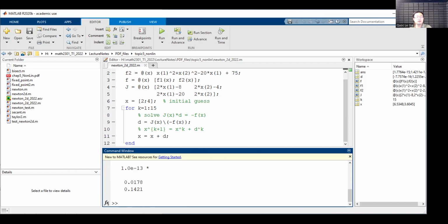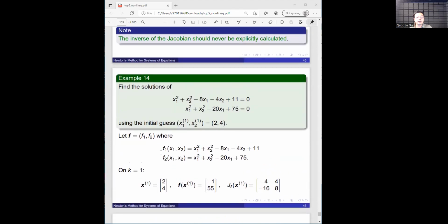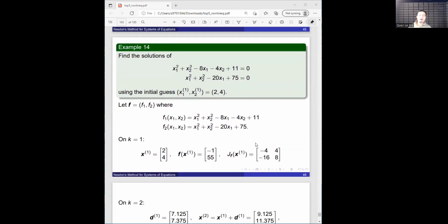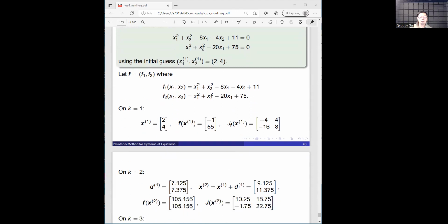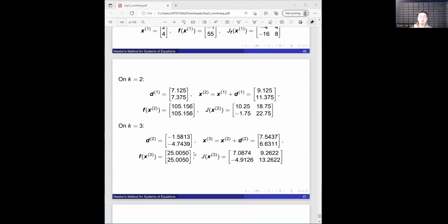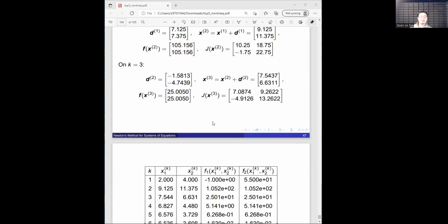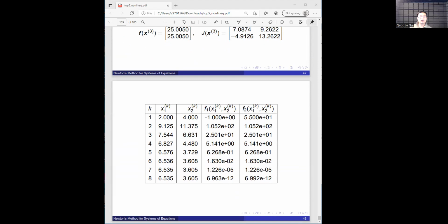Now we go back to the slide. In this one I did some explicit calculation, but you can check it with MATLAB. If you run it step by step, you will see initially you have x1 as 2, 4, then you have the Jacobian, this matrix, then k equal 2, k equal 3, and so on. You just trace through the steps. And after the 8th iteration, the values of the function are very, very small already. So that's about it, and that's about nonlinear equations.